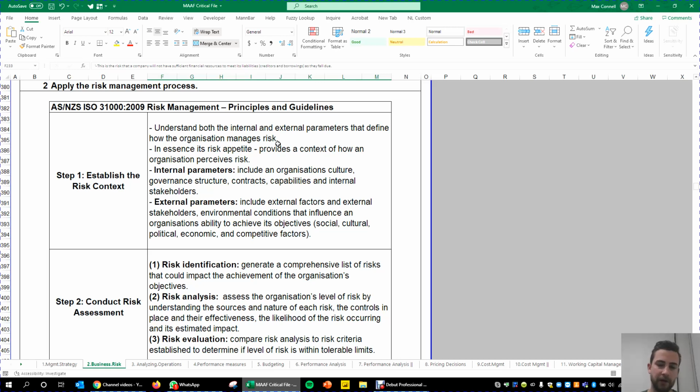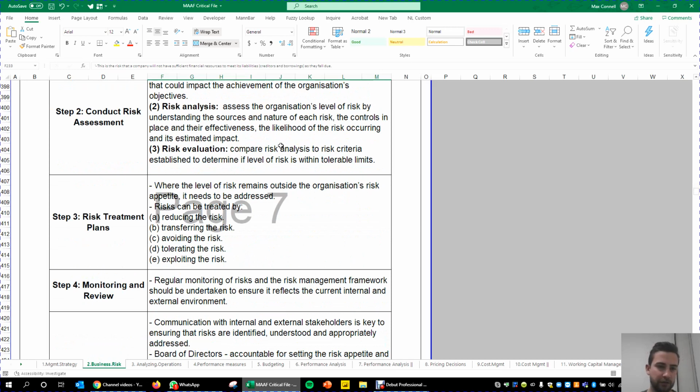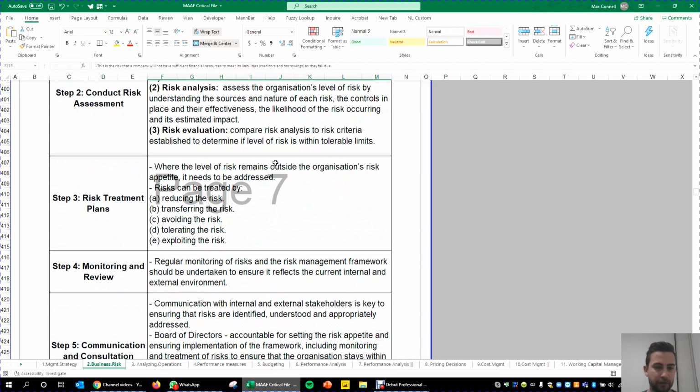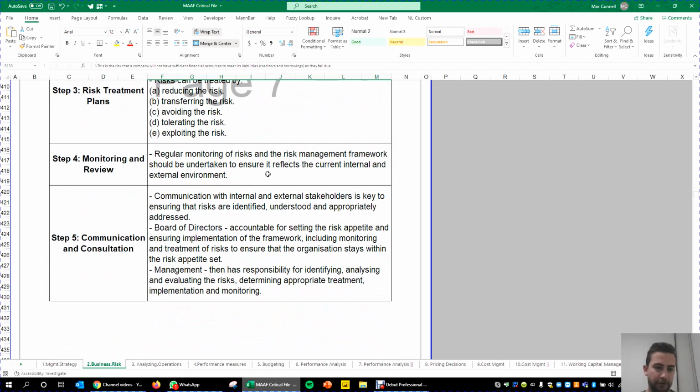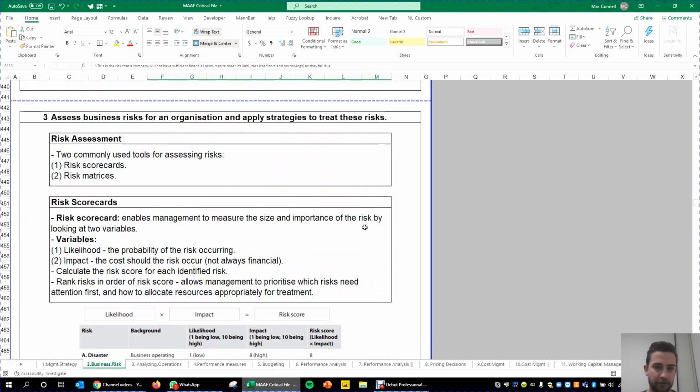But just at the very high level, it's basically number one, establish the risk context. Number two, conduct risk assessment. Number three, risk treatment plans. Number four, monitoring and review. Number five, communications and consultation.